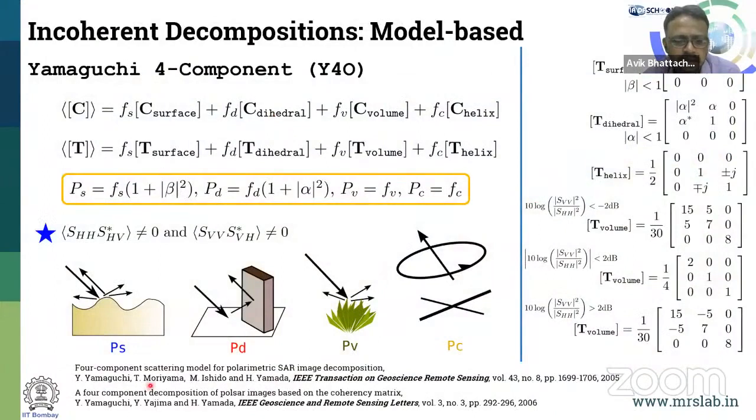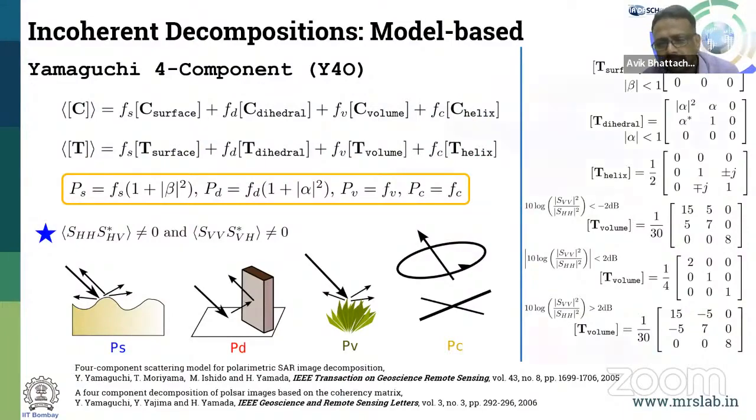Then in 2005 came the fourth component, Yamaguchi, where you have the surface, the dihedral, the volume, but there is also a helix component because this corresponds to the asymmetry over here. Before, as you have seen, there was a reflection symmetry. There is no reflection symmetry assumption taken over here. Helix can be thought of as a target which transforms the linear polarization into circular polarization. Well, this seldom occurs. It is rare, but it does occur in urban areas because of complex scattering. So now we have four components, unlike the Freeman-Durden, which started with three components.